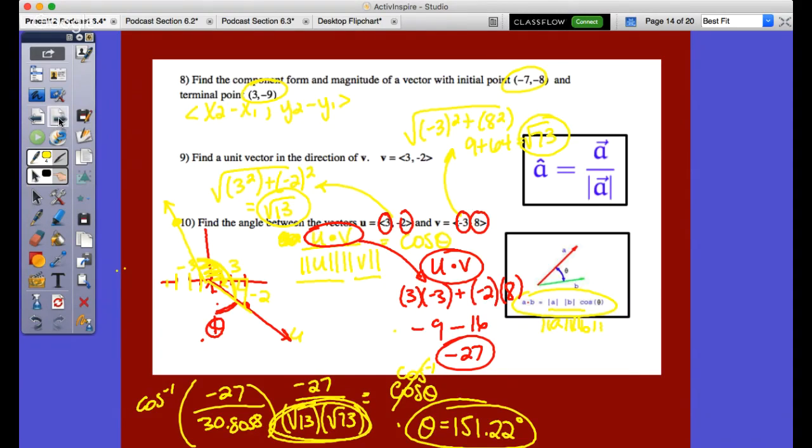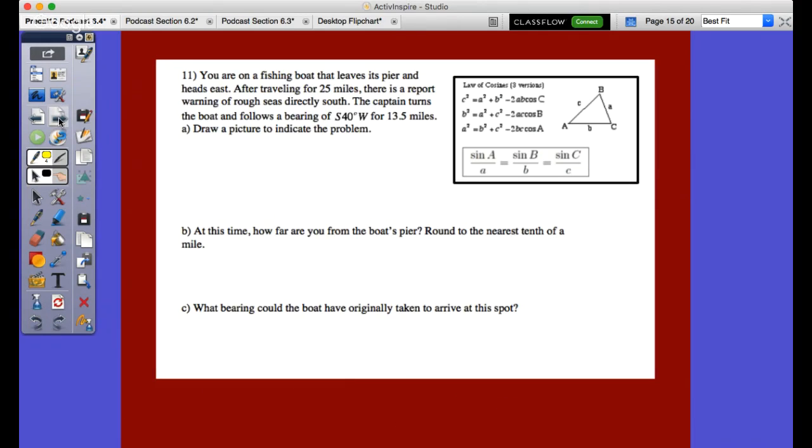All right, the next one's number 11. These ones were the ones that I really wanted to hit on, numbers 11, 12, 13 in here. 11 says you're on a fishing boat that leaves its pier. I at least want to set this up. So you're on a fishing boat that leaves its pier and heads east, okay? Here's our vector that's created. After traveling 25 miles, there's a report warning of rough seas directly south.